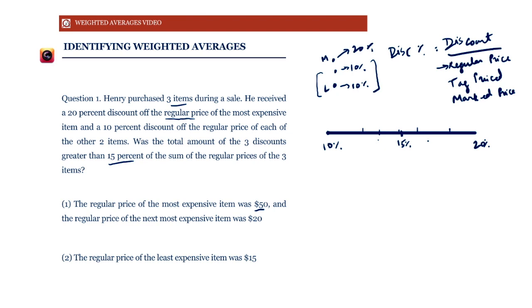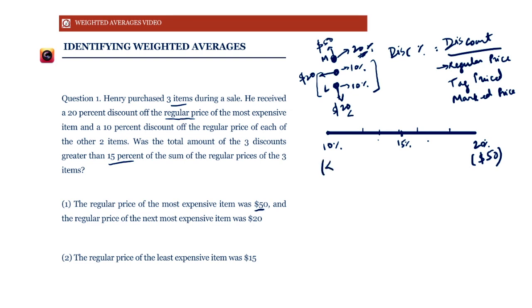So since in the denominator we have regular price, our weights are going to be regular price. So then the regular price of the most expensive item was $50. That means this 20% discount was calculated on $50, which means that we have $50 over here. This is the weight of 20%. And the regular price of the next most expensive item was $20. Okay, so we said that this is our most expensive item, this is the next one, and this is the least expensive item. Now, this we were given is $50, and this one we are given is $20. So the lowest one, least expensive, will certainly be $20 or less, which means that the weight of the two cheapest items will be $40 or less than $40.